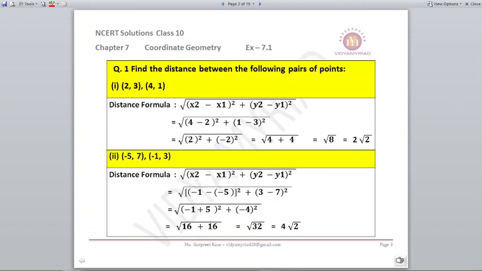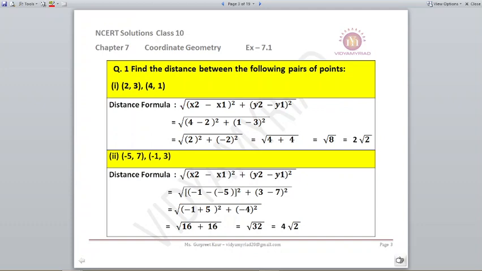Find the distance between the following pair of points. So pair is 2, 3 and 4, 1. So first one will be always x1, y1 and second bracket will be always x2, y2. So how are we going to do it? Now here the formula of our square root is x2 minus x1 the whole square plus y2 minus y1 the whole square.